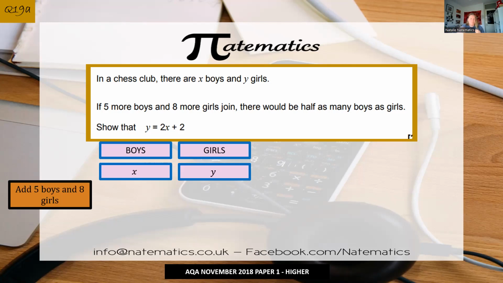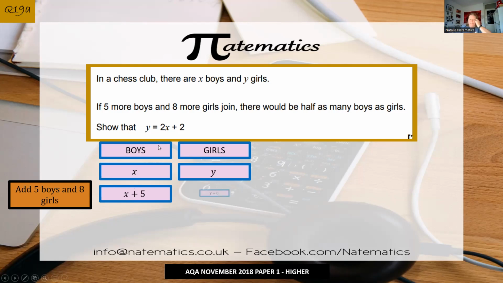So what happens then? We add 5 more boys and 8 more girls. So what do we do in algebra when we're adding something? If we're adding 5 more boys, and we had 10 boys to start with, what would we do to add 5? We just do 10 plus 5. It's exactly the same in algebra. It's whatever that number is plus 5. Doesn't matter what it is, but once we know it, we can add it in.